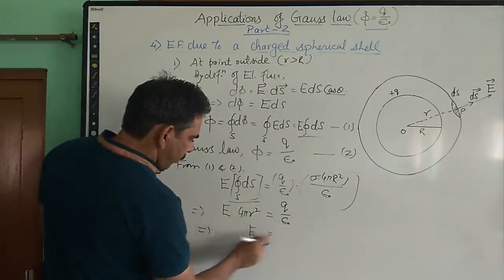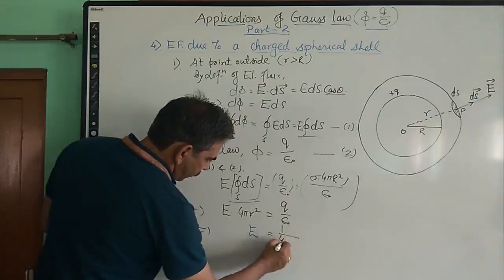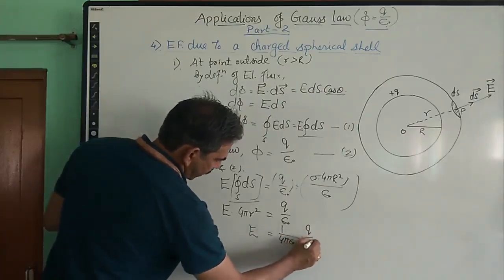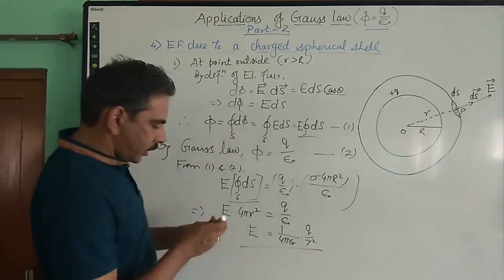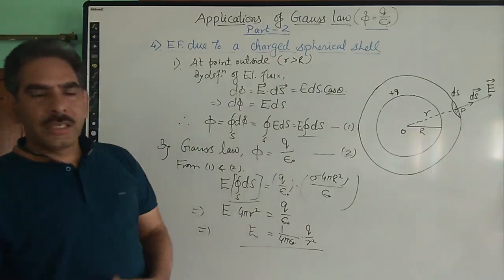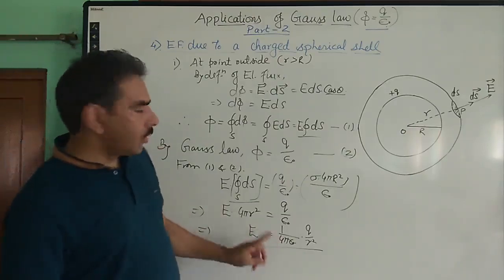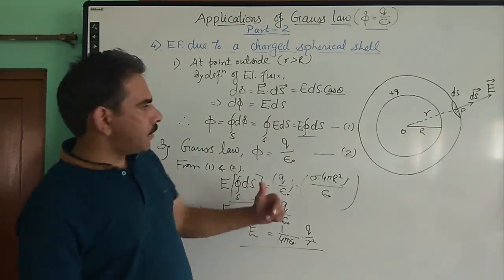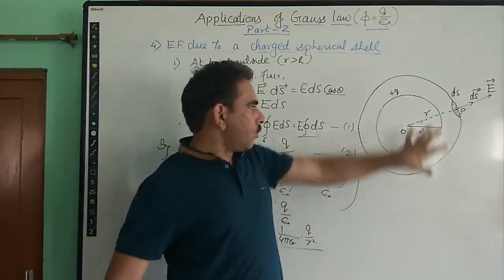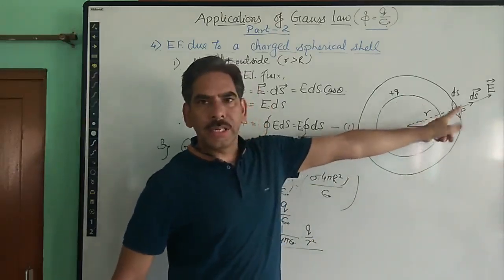So for the electric field, 4 pi r square goes to the right side. So we are left with only 1 upon 4 pi epsilon naught into Q upon r square. So this is the expression for the electric field due to a charged spherical shell just outside the spherical shell. In order to find that electric field, what we have just done is draw a Gaussian surface around this spherical shell through the point where we are willing to find out the electric field.